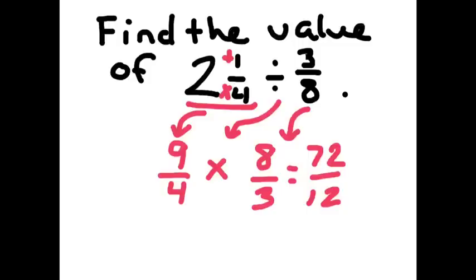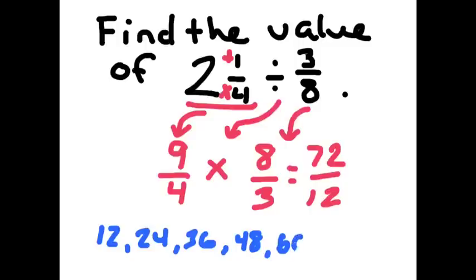and then you need to simplify and change it into a mixed number. To simplify this one, we need to think about the greatest common factor. What is the largest number that goes into 72 and into 12? Well, if I skip count 12, that's 12, 24, 36, 48, 60, 72. So 12 goes into 72.